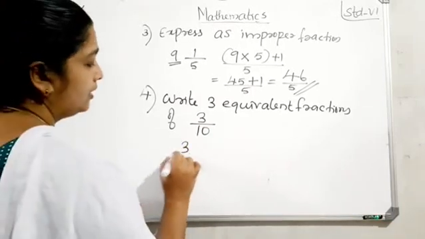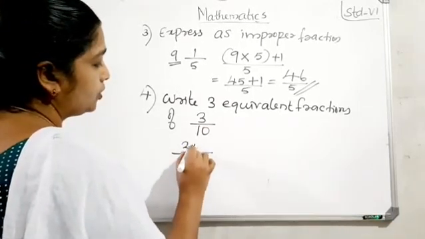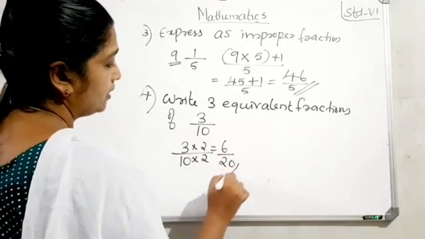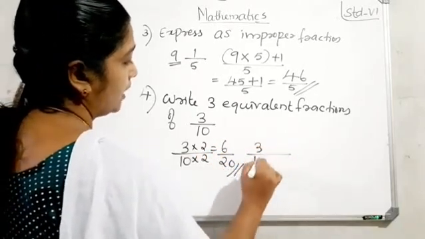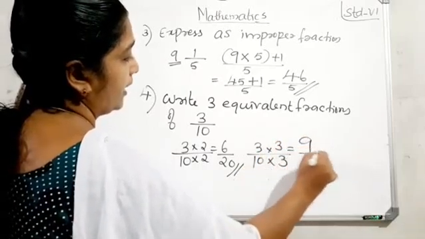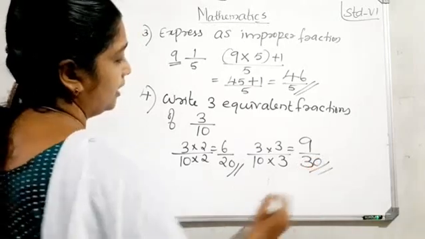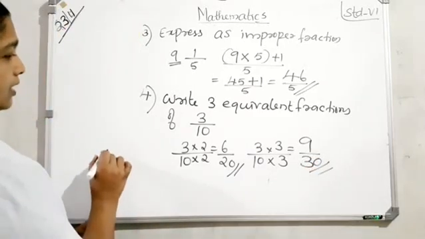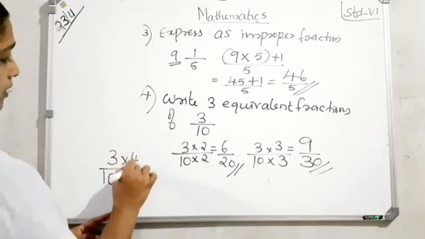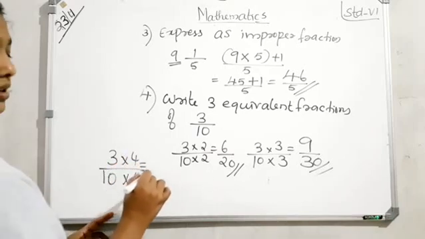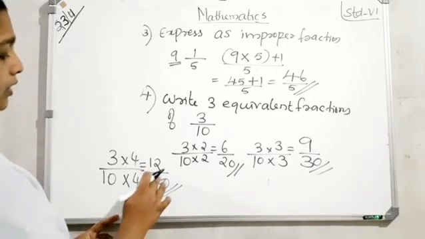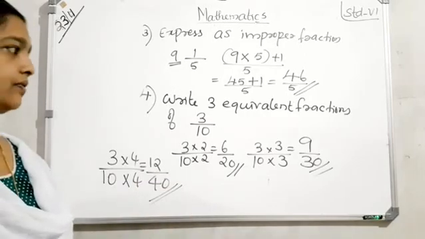Very simple. 3 by 10 into 2 by 2 equals 6 by 20. Next, 3 by 10 into 3 by 3 equals 9 by 30. And one more, 3 by 10 into 4 by 4. That equals 3 4s are 12, 12 by 40. So you want to write the answer this way.